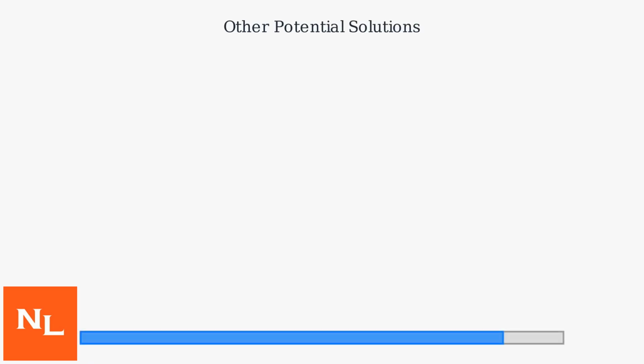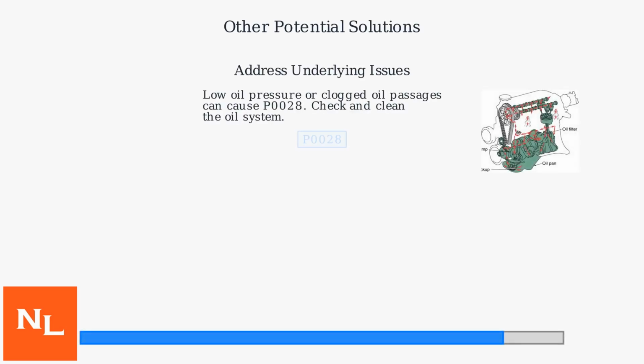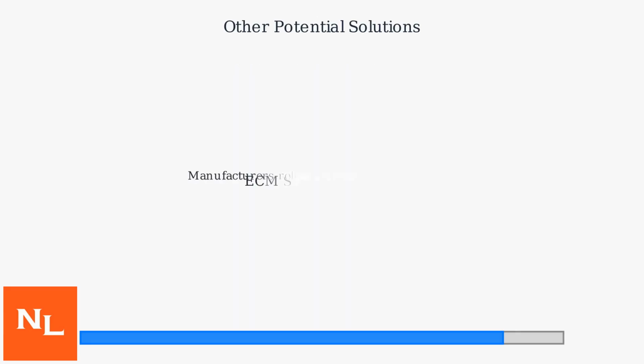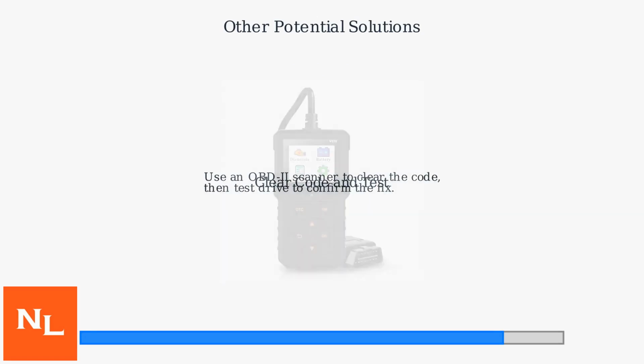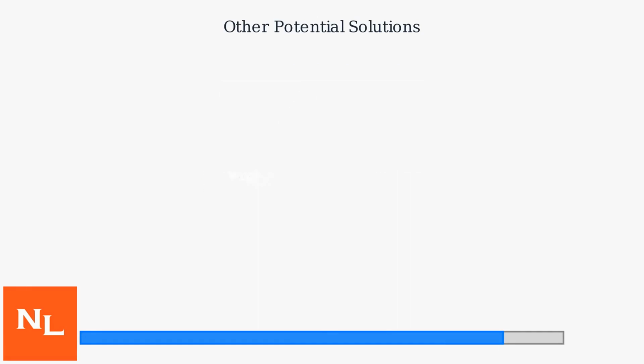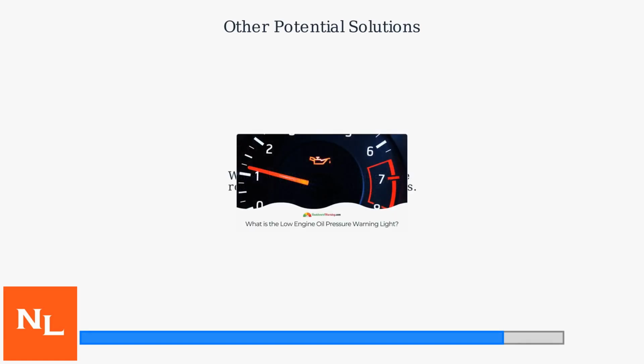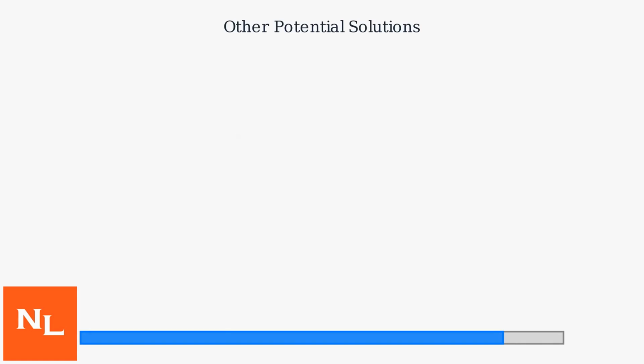Other potential solutions for P0028 include addressing underlying issues like low oil pressure or clogged oil passages. Consider an ECM software update, as manufacturers often release updates to address known issues. After any repair, clear the P0028 code using an OBD2 scanner and perform a test drive to confirm the fix. Closely monitor the vehicle for any recurring symptoms.